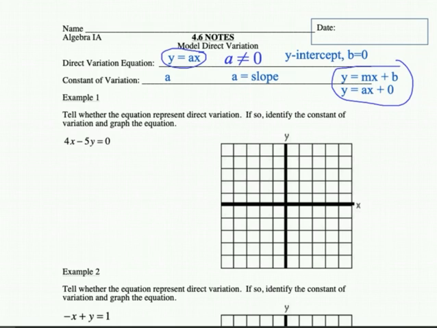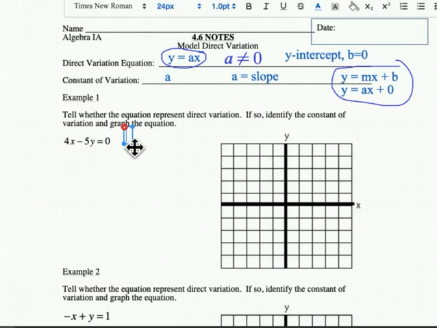For example 1, we have to tell whether this equation represents direct variation. And I can see right away that it's not in the form y equals some number times x. But maybe when I solve for y, I will see that it is some number times x. So what we have to do here is solve for y, or get y by itself. That's the first thing you want to do.